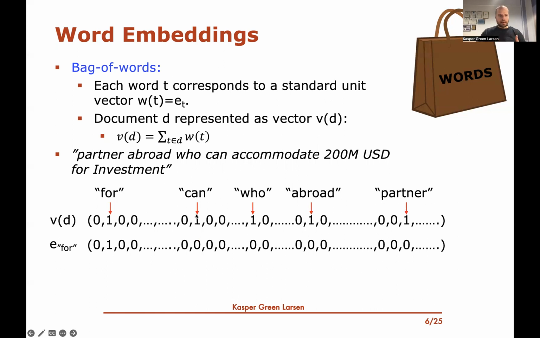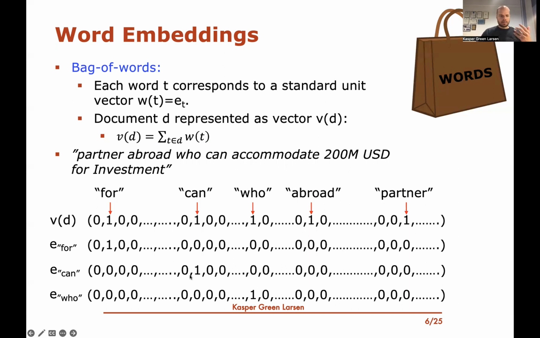But if you think about it, you can also think about it as the following. We have a standard unit vector for the word "for". It just has a 1 in the position for "for" and zeros everywhere else. And the word "can" has a 1 in the coordinate corresponding to "can", and so forth. So these are all the standard unit vectors. And we can also think of obtaining V of D as just summing up these standard unit vectors corresponding to the words that occur in the document. That's another way of writing it.